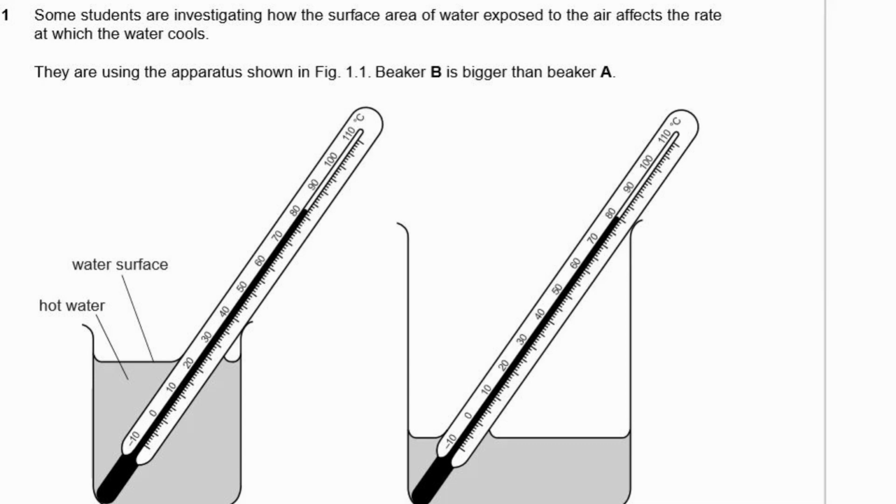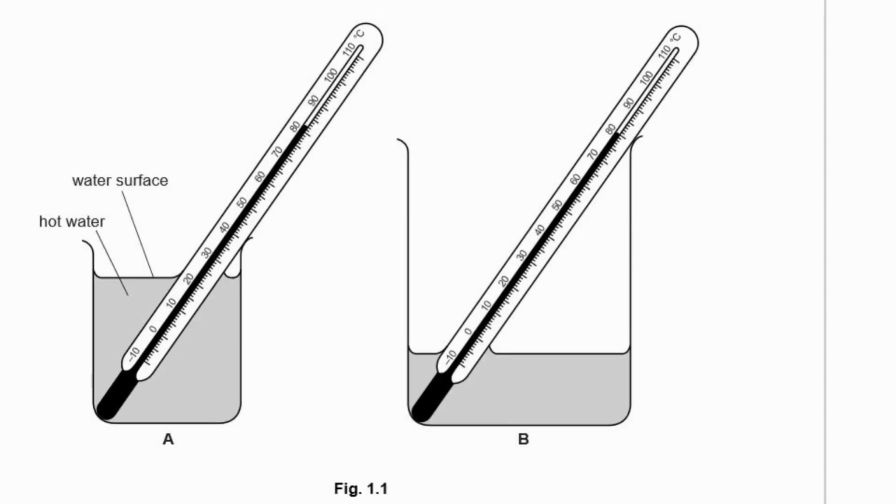Question 1. Some students are investigating how the surface area of water exposed to the air affects the rate at which the water cools. They are using the apparatus shown in figure 1.1. Beaker B is bigger than beaker A. So let's look at that. There we are, so we can see that nice and clearly, just how it's set up. 2 beakers, 2 thermometers in it.